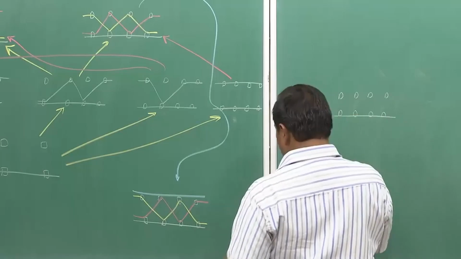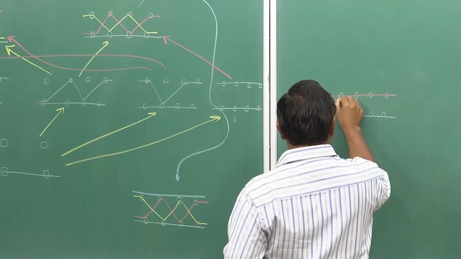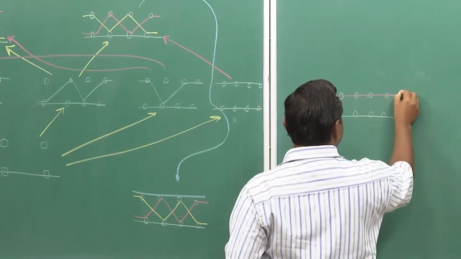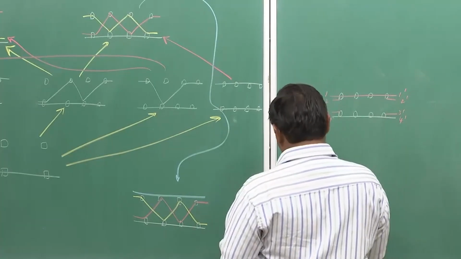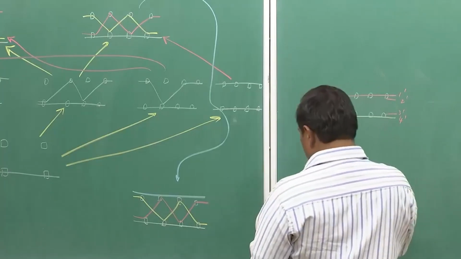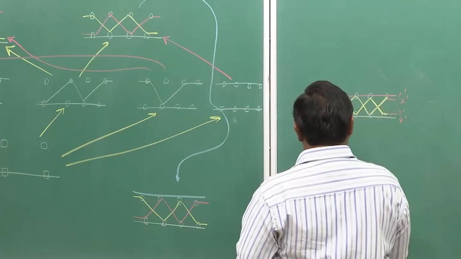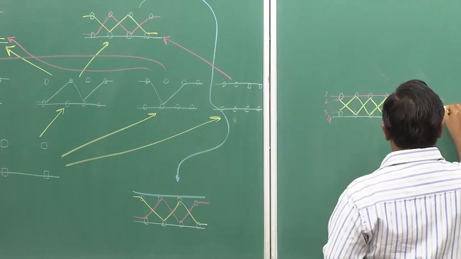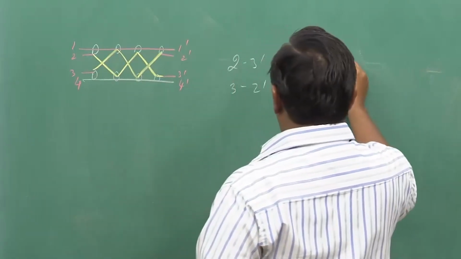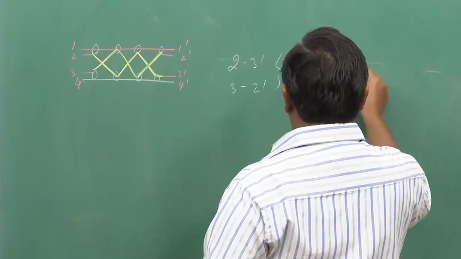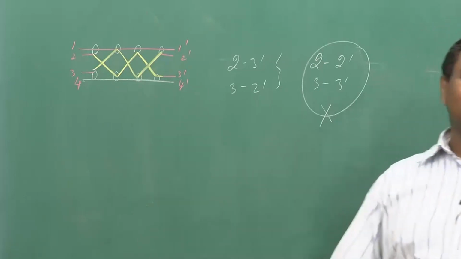So, if I have a connection as this, another connection as this, so this is 1, this is 4, there is 2, there is 3. So, 1 prime, 4 prime, 3 prime and 2 prime. If I want to make a connection, the only way the connection can be done is 2 can go up and down. So, I can only make a connection which is from 2 to 3 prime and 3 to 2 prime, while 2 to 2 prime and 3 to 3 prime is not possible. This one is a blocking state.